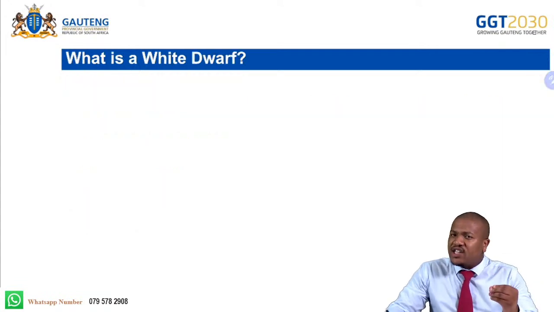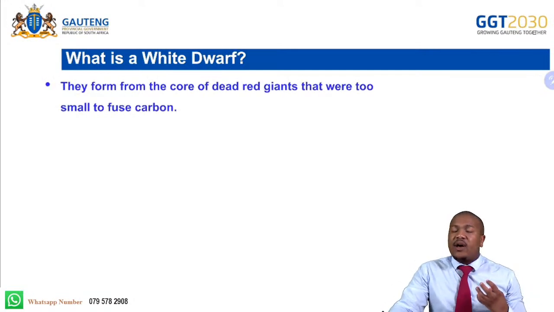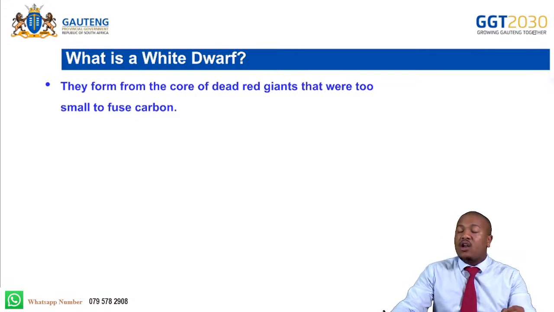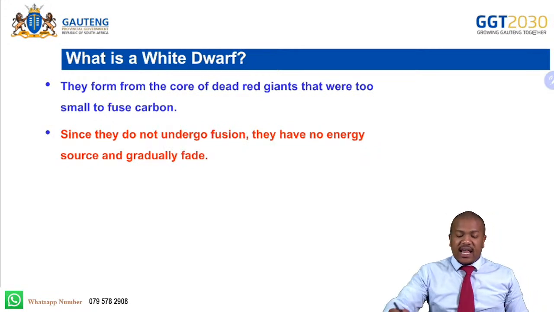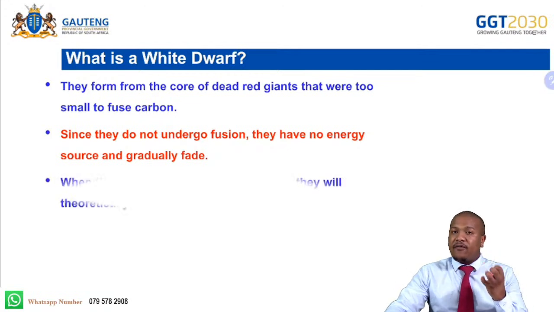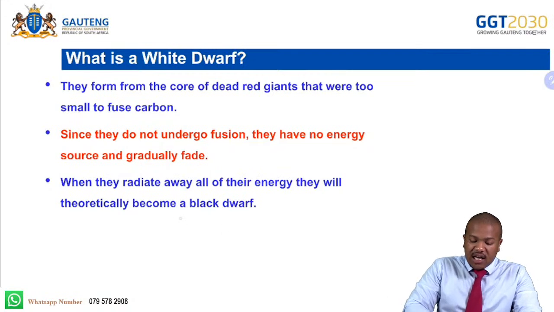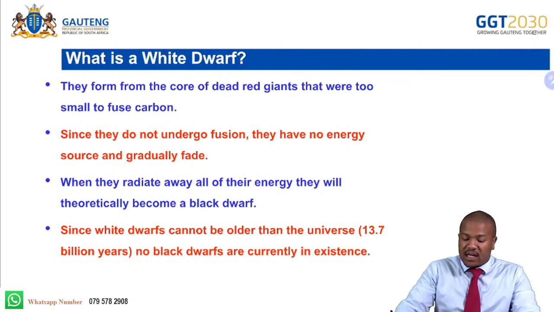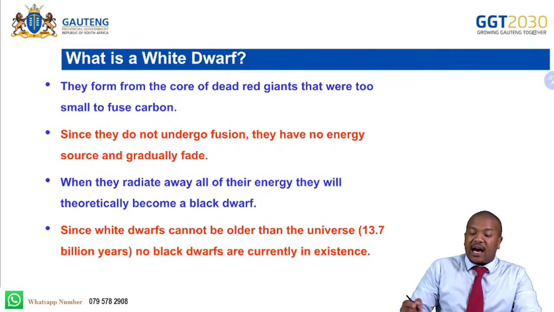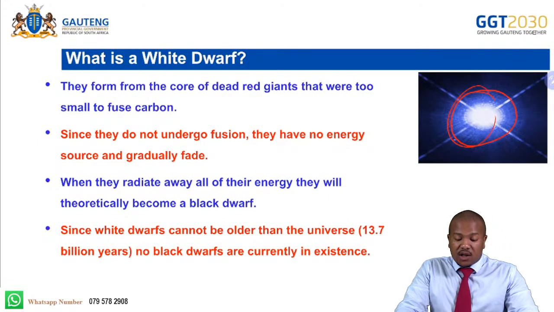So what is a white dwarf? Remember, white dwarfs form from the core of what? Dead red giants that were too small to fuse carbon. And since they do not undergo fusion, they have no energy source and gradually fade. Now when they radiate away all of their energy, they will theoretically become what? A black dwarf. Since white dwarfs cannot be older than the universe, no black dwarfs are currently in existence. Now here is an example of a white dwarf.